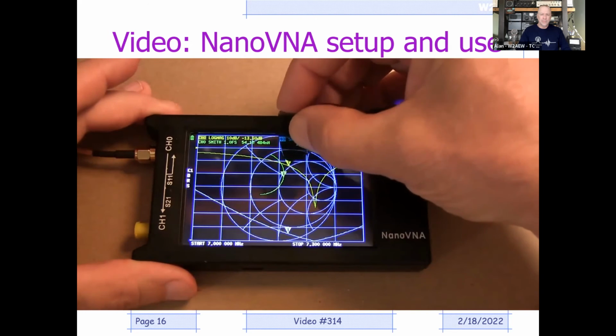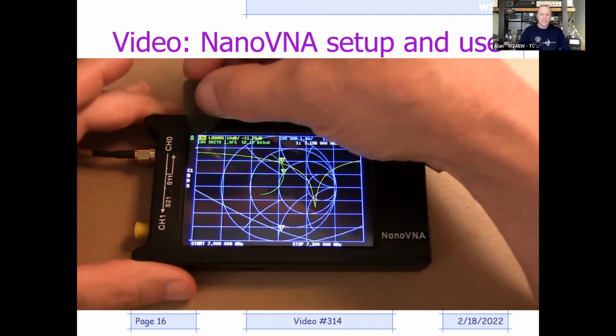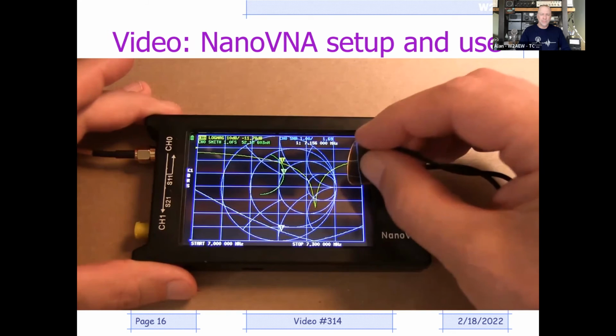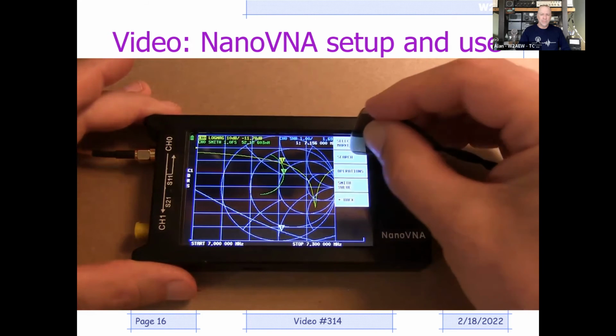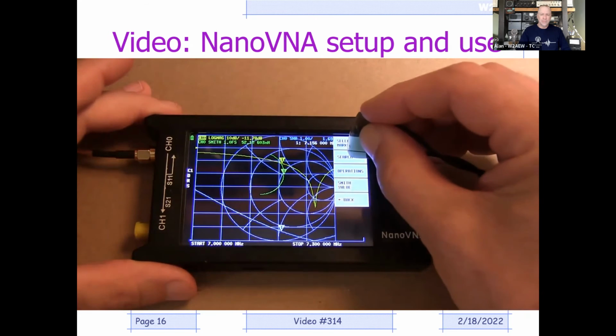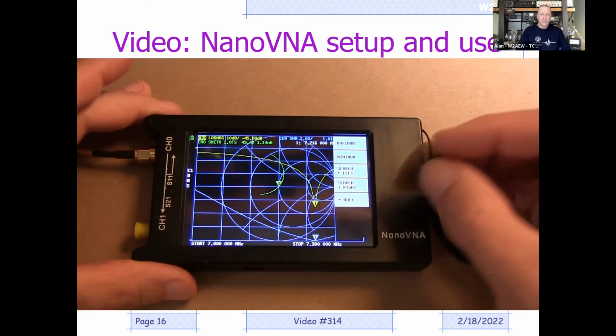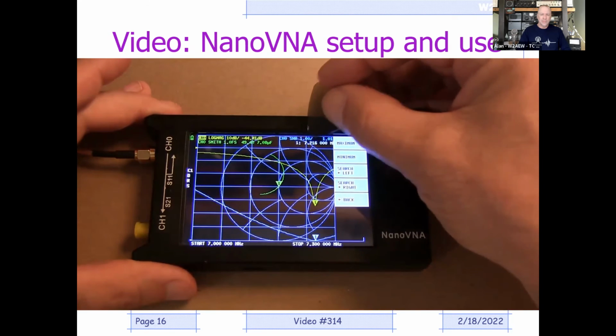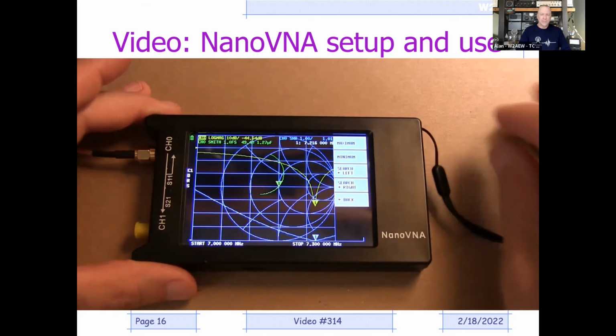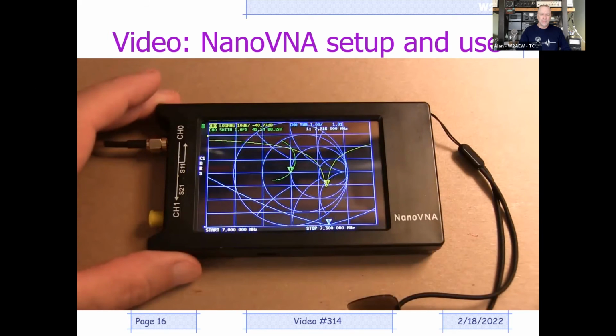So for example, if I touch on marker number 1, that activates trace number 1, and I can go into the marker function and do a search for a minimum, and that will put the marker right at the minimum, and I can see that's at 7.216 megahertz. Now of course that's all we need to do if all we want to do is to sweep the antenna.